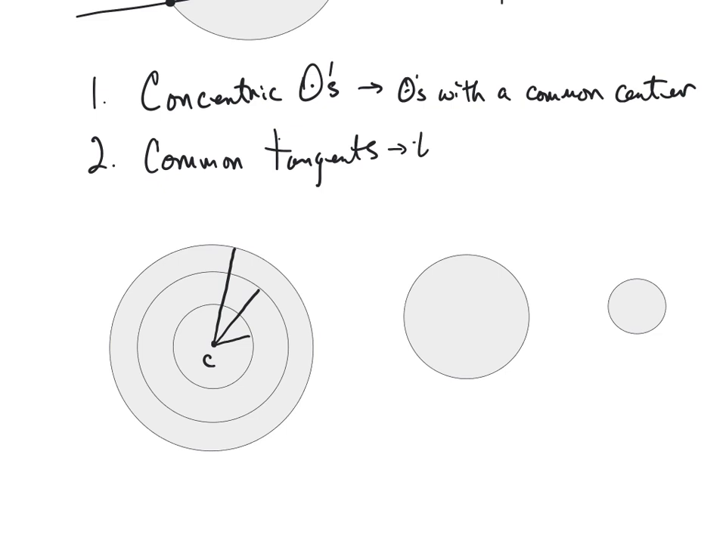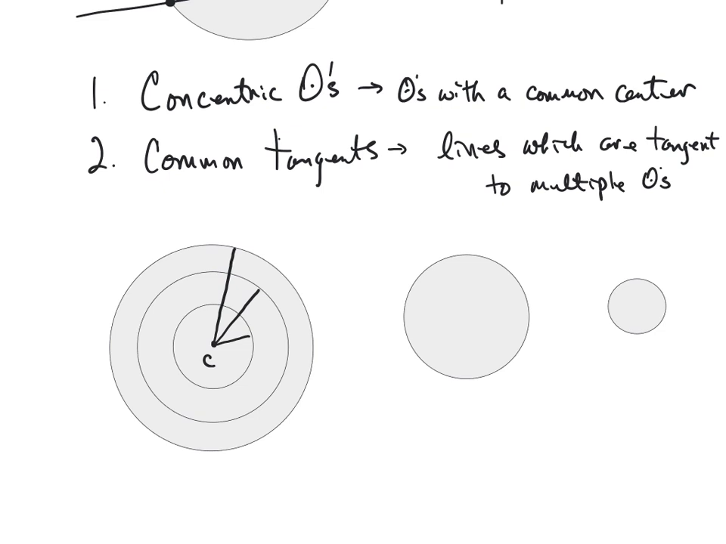So tangents, which are, in fact, let's change that up, guys. Let's deluxe eraser that. Let's get rid of the word tangents. Let's replace that with the word lines. So lines which are tangent to multiple circles. Okay? All right, so that's probably a better definition.